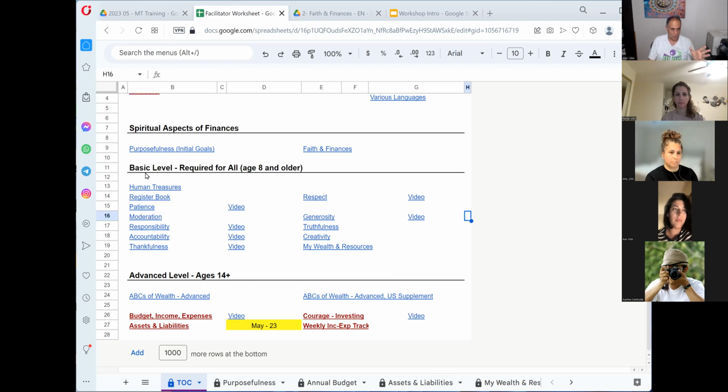As I mentioned, our curriculum has the basic level and the advanced level. The basic level, we presented to all different ages, starting from age 8, and the advanced is for ages 15 and up. For this program, we're going to do a combination of the basic and the advanced lesson plan.